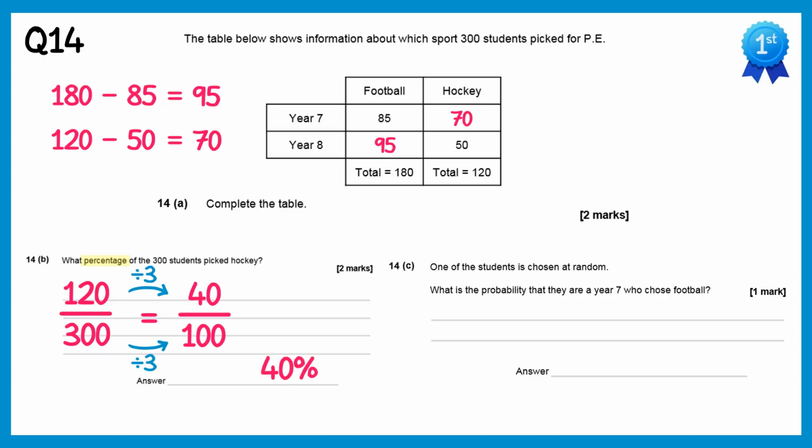For part C, we're after the probability that we chose a year 7 who chose football. If we look at the diagram, we can see year 7s that chose football, there were 85 of those. So it's 85 over the total, which is 300. And since this is a probability question, we don't need to simplify our answer unless it tells us to.